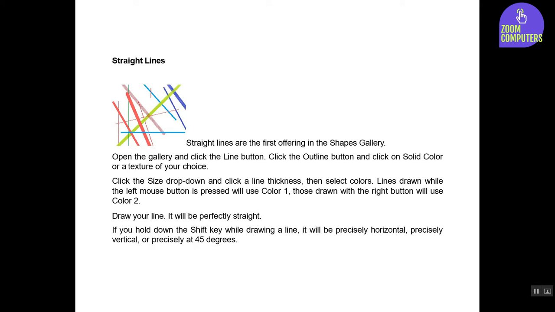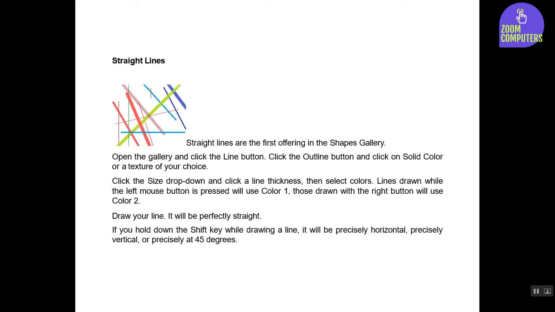Straight lines. Straight lines are the first offering in the Shapes gallery. Open the gallery and click the Line button. Click the Outline button and click on solid color or a texture of your choice. Click the Size drop-down and click Align Thickness, then select Colors. Lines drawn while the left mouse button is pressed will use color 1, those drawn with the right button will use color 2. Draw your line.